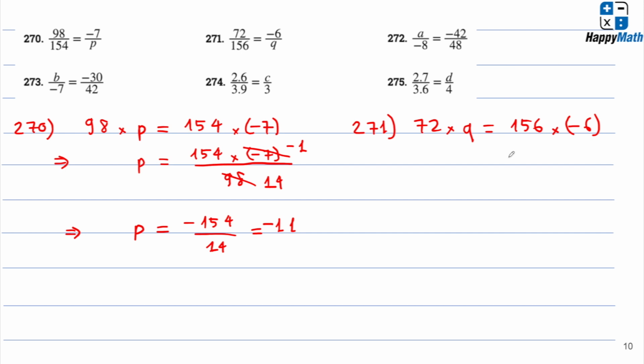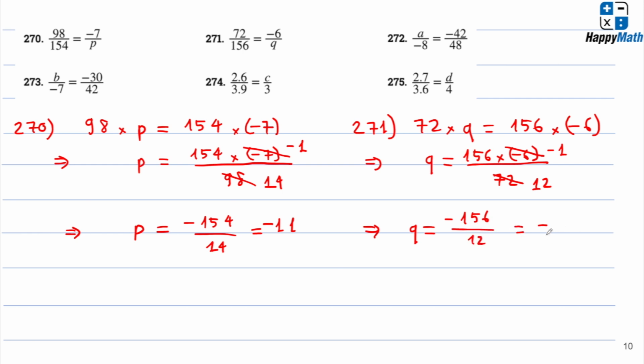So put negative 6 inside the bracket. And then q will be equal to 156 multiply negative 6 over 72. Simplify this by 6, you get negative 1, divided by 6, you get 12. Simplify the first step: negative 156 over 12, this will be negative. 156 divided by 12, you get 13. Negative 13 will be the answer for this question. Okay, do you have the right answer with me?